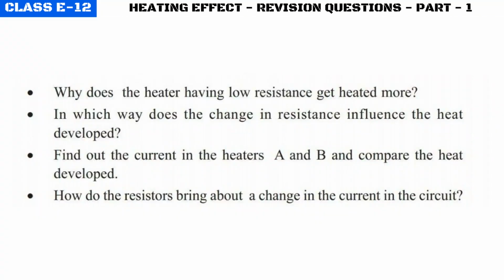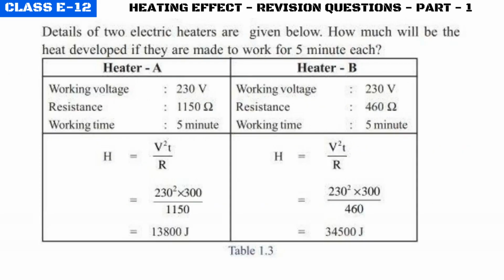Now third, find out the current in heaters A and B and compare the heat developed. Their voltage is 230 volt and the resistance given for the first heater is 1150 ohms. So what will be the current? Current, we know already, is V by R. So 230 by 1150 gives 0.2 ampere. Now the next heater, voltage is the same 230 volt, but resistance given is 460. So current is 230 by 460, which is nothing but 0.5 ampere. With 0.5 ampere current, the heat energy developed is 34,500, and with 0.2 as current, the heat energy produced is 13,800. So that question is also answered.